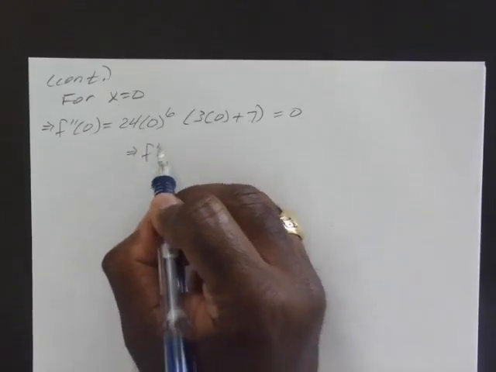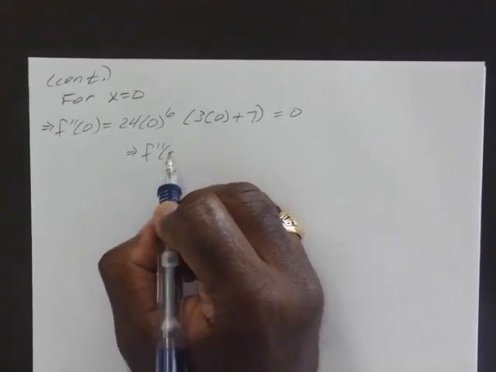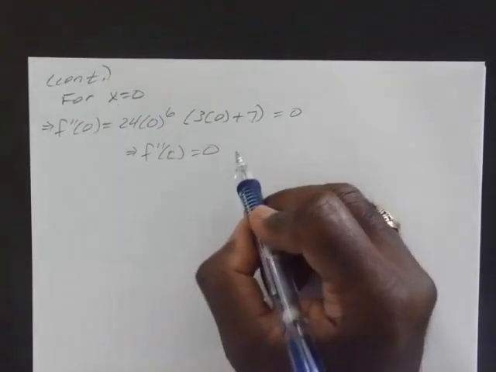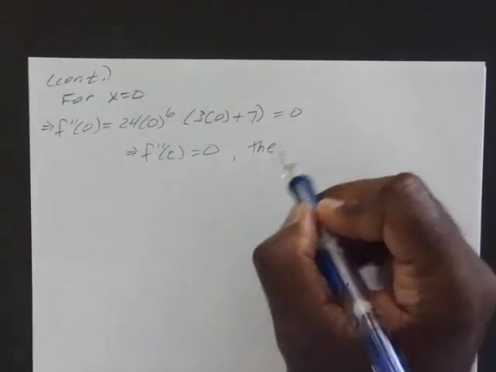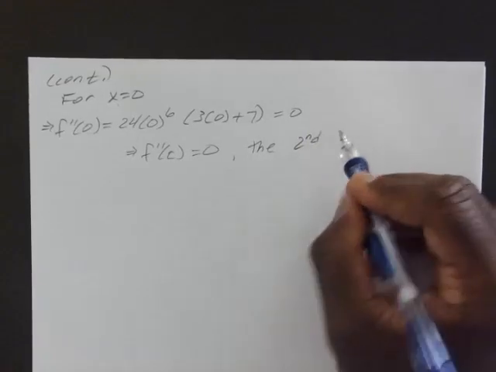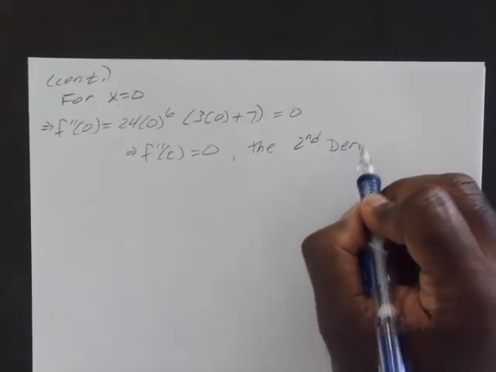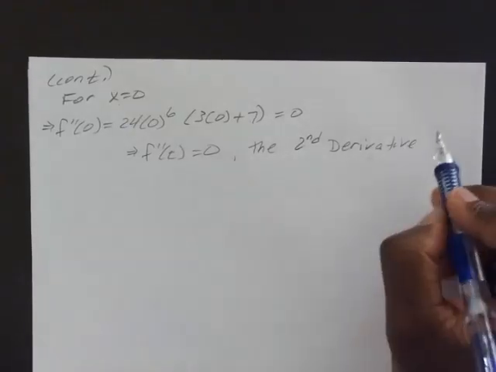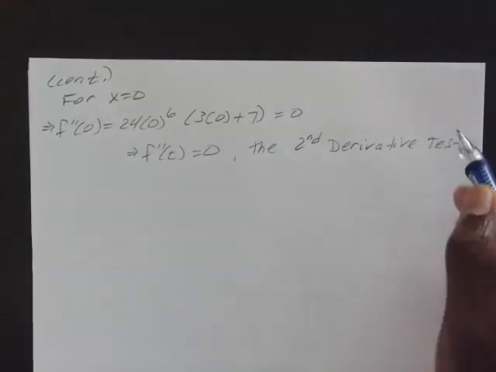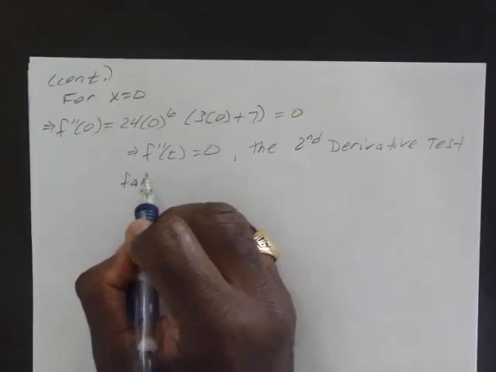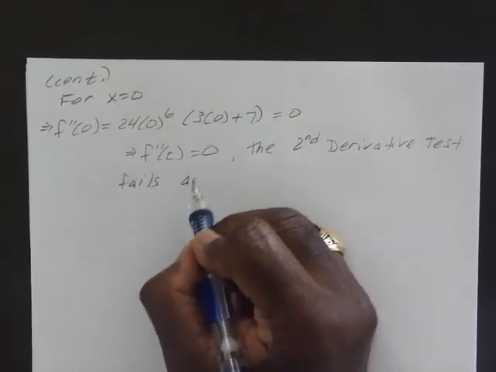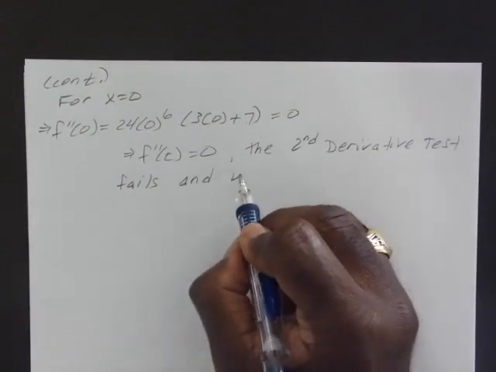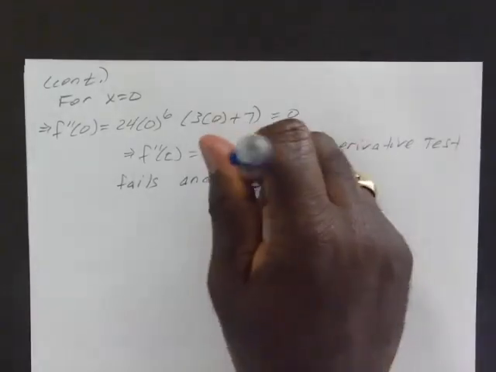So we know that when the second derivative at any point is equal to 0, the second derivative test fails. And we're going to use the first derivative test.